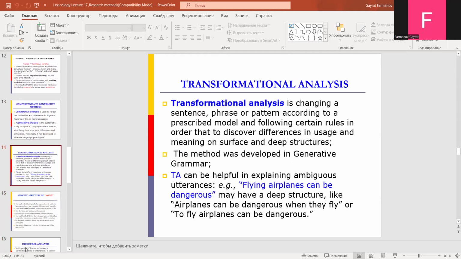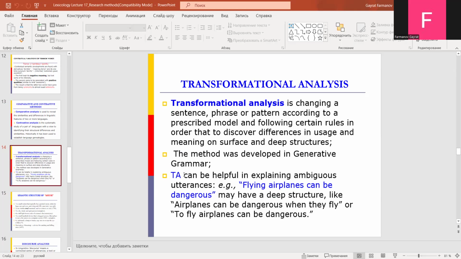Transformational analysis. Transformational analysis is changing a sentence or phrase pattern according to a prescribed model and following certain rules in order to discover differences in usage and meaning on the surface and in deep structures. The method was developed in generative grammar.